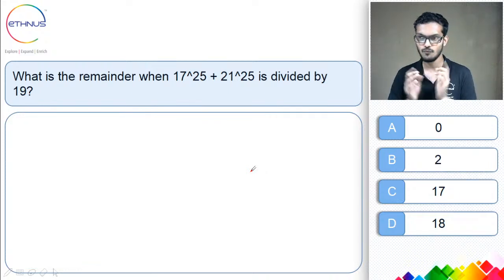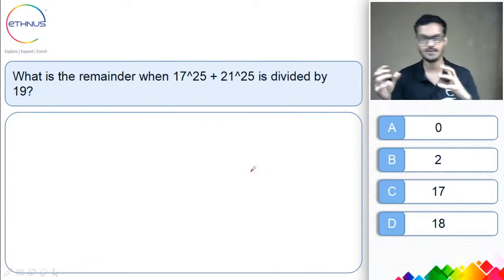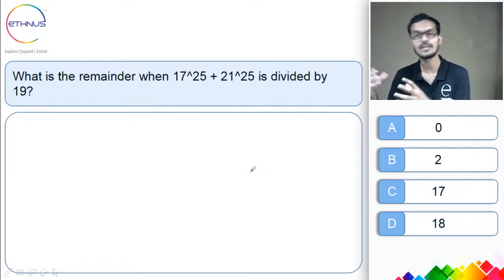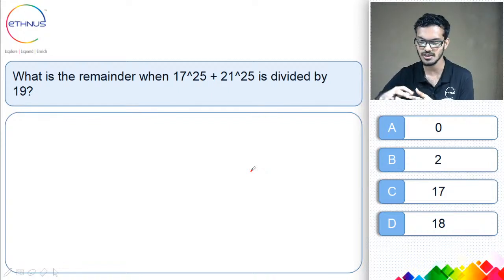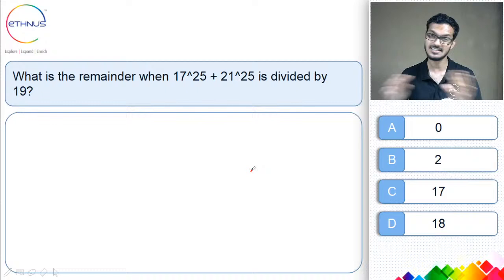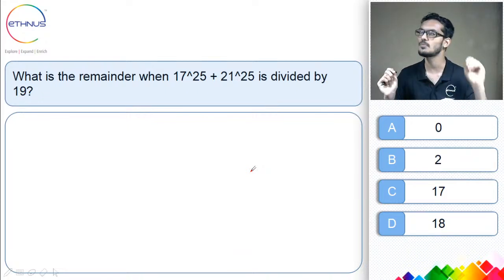Now, one method to solve this problem is to find the value of 17 to the power of 25, as well as 21 to the power of 25, expand it, find the answer, and then divide it by 19. So that is one method. Definitely that will take a lot of time. So I'm going to tell you a shortcut to solve this problem very quickly. In fact, you don't have to solve this. You can just see the problem and you can see the answer.